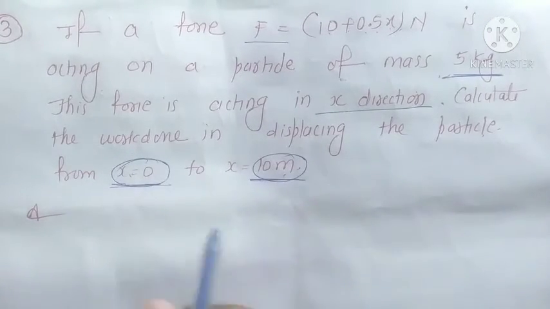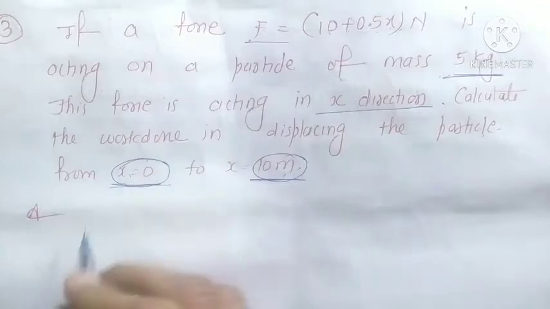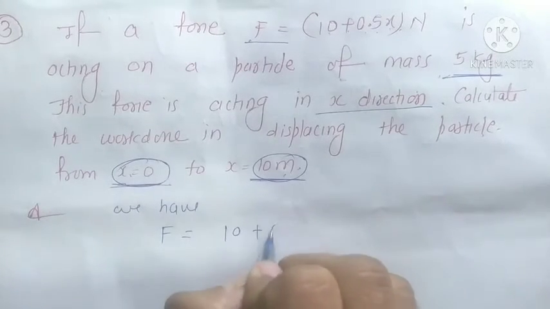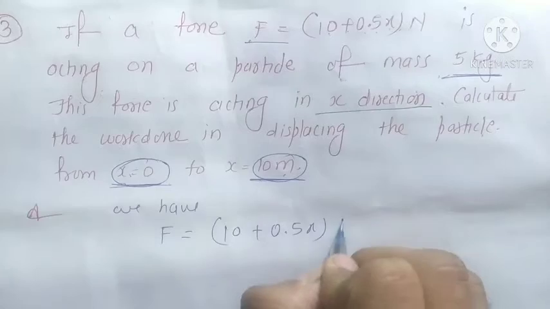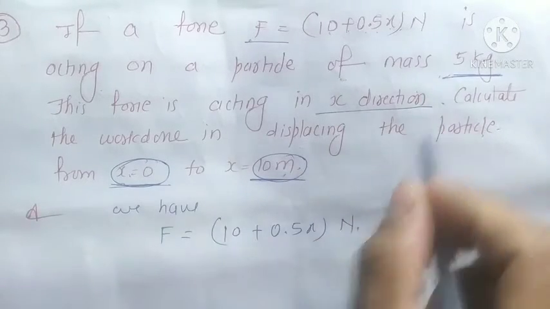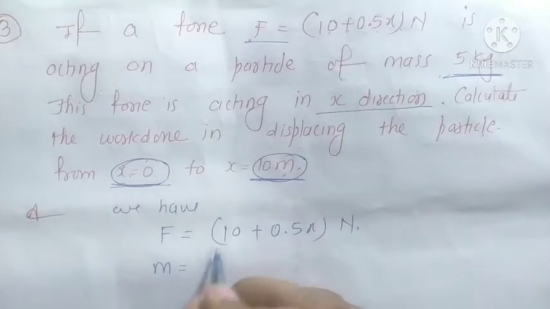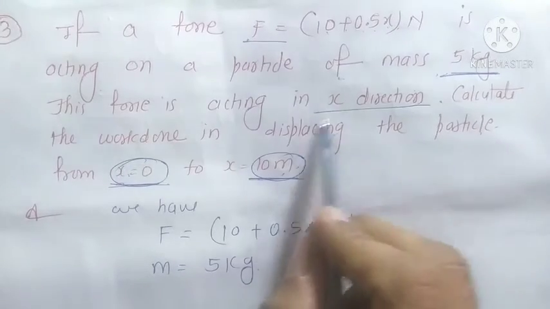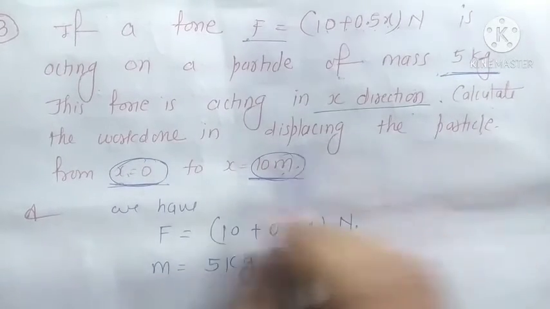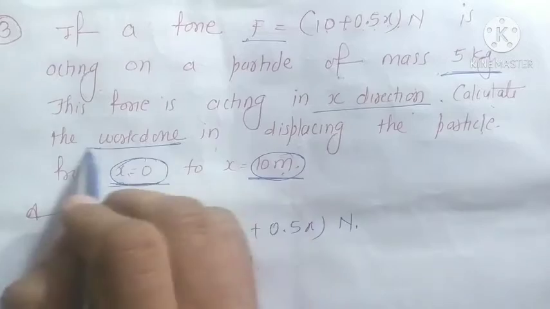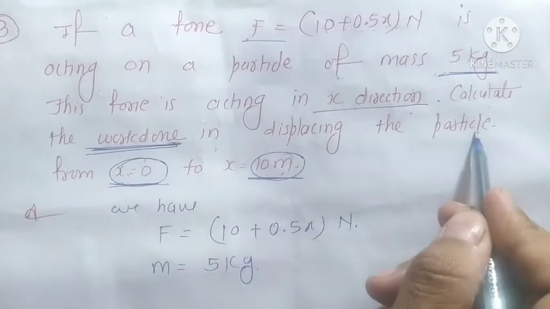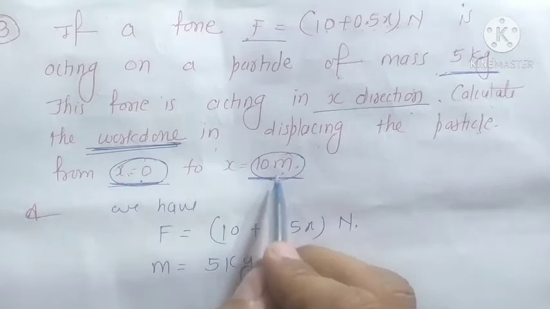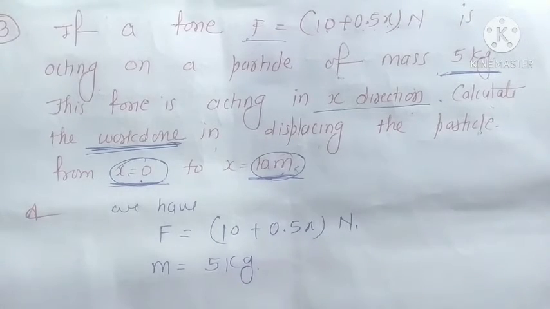Initial position, final position. So here the force is already given, 10 plus 0.5x Newton, acting on a particle of mass m. Mass of this particle is already given here, 5 kg, and this force is acting in x direction, horizontal direction. So calculate the work done. We have to find the work done in displacing the particle from x is equal to 0, initial position, to the final position, and the final position is already given here, 10 meter.